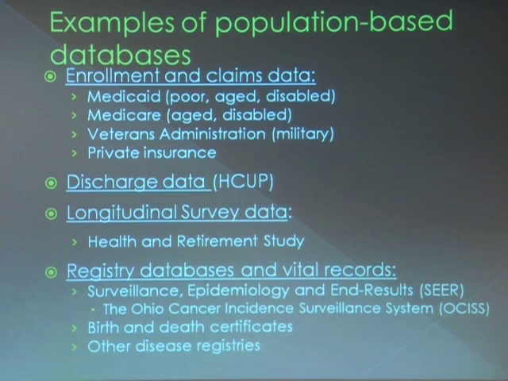In the Medicaid database, you're going to have a representation of the poor, of the aged, of the disabled, but also a lot of children and women of childbearing age. In the Medicare database, you're going to have the aged, the disabled, also people with end-stage renal disease. With the Veterans Administration, of course, it's the military population. With private insurance, people who have been insured through the private sector, and these are people who are employed for the most part, and they're getting insurance through their employer, and you'll have their dependents as well.